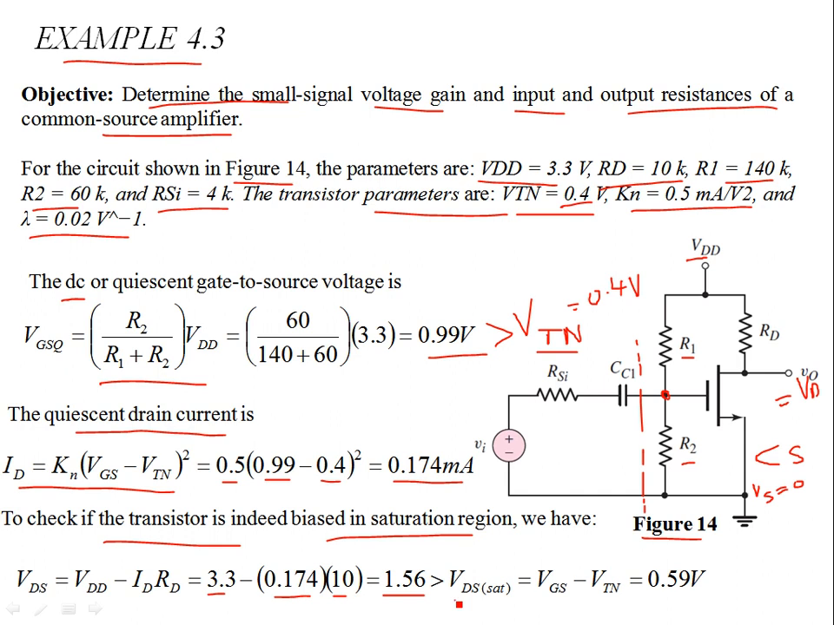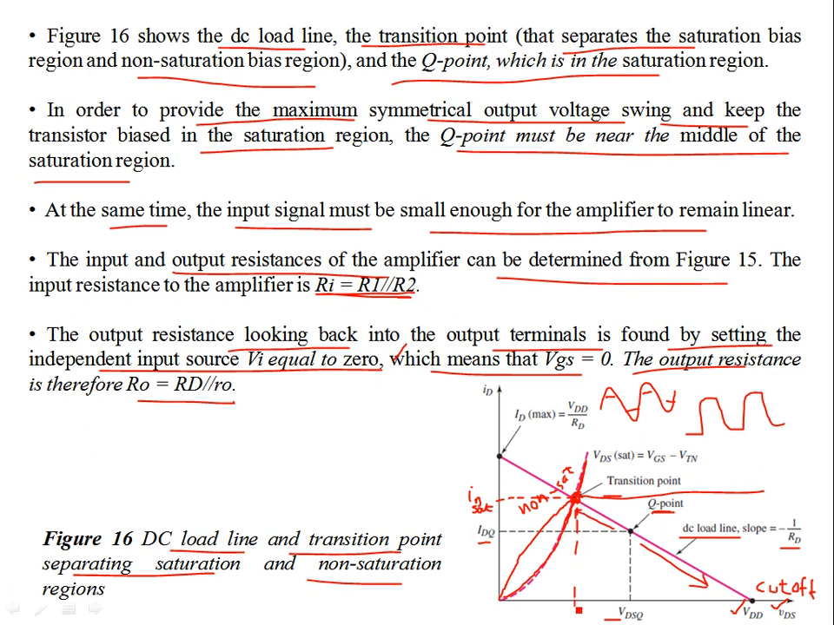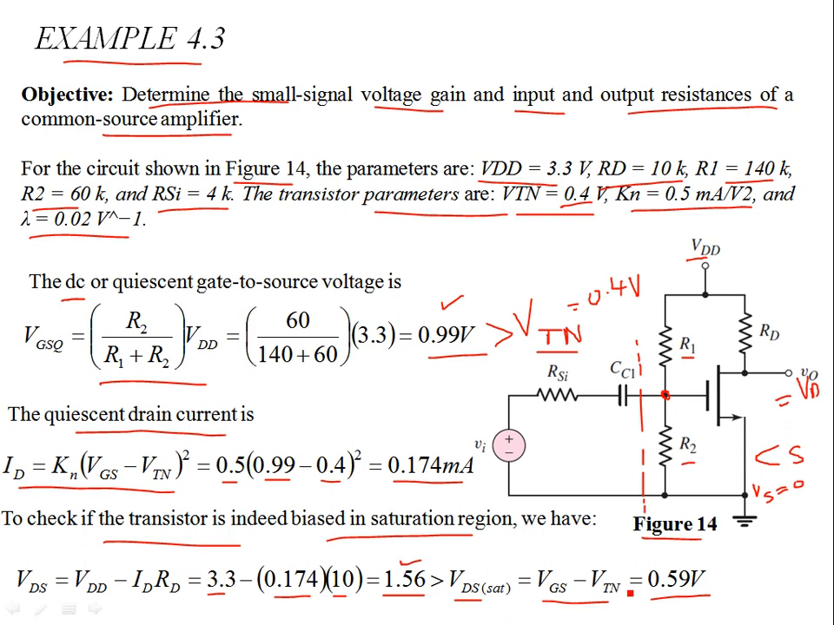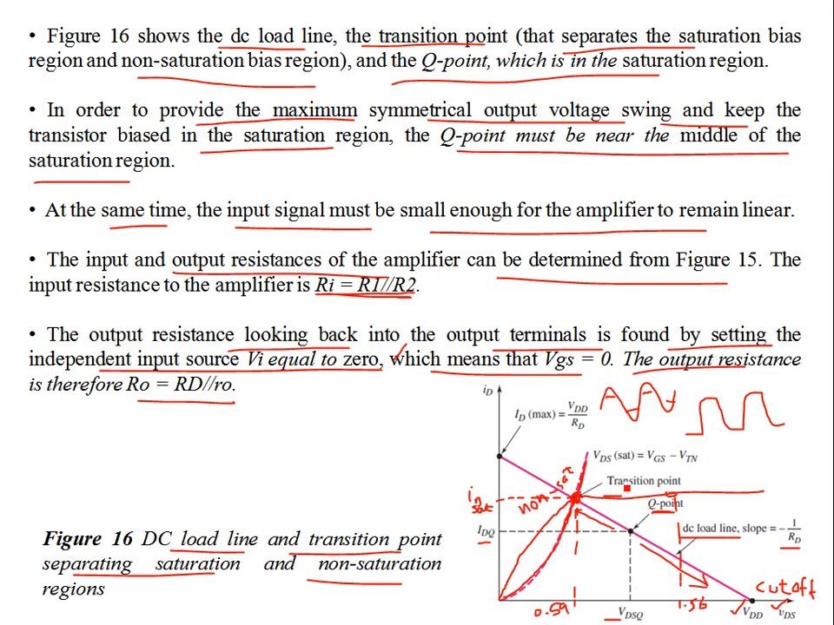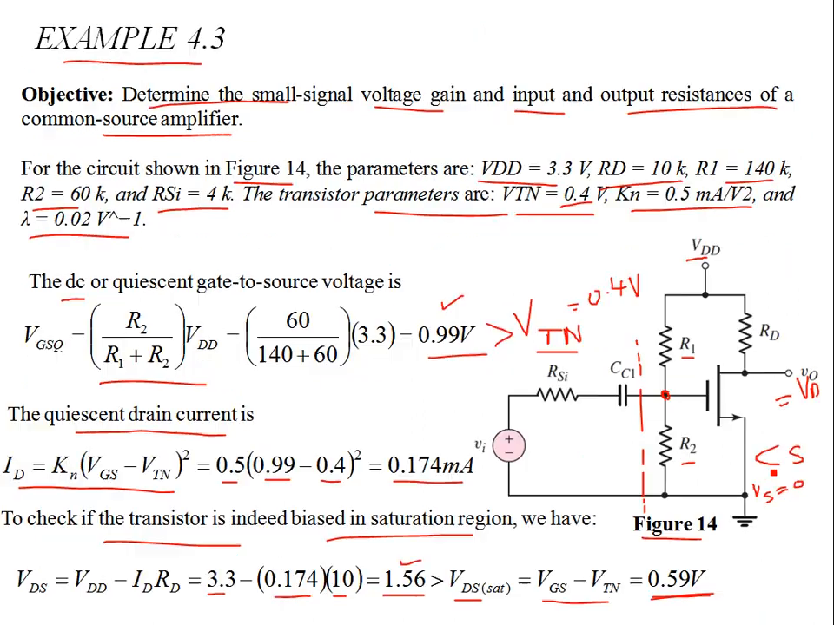Now, this is greater than VDS sat, which is given as the overdrive voltage, VGS minus VTN. VGS was determined as 0.99 volts before, and the difference with the threshold voltage is 0.59 volts. So you can see that VDS is greater than VDS sat. VDS sat is the overdrive voltage, which is 0.59 volts, but we are past this point. On the VDS axis, if this is your transition point at 0.59 volts, then we are somewhere over here at 1.56. Since 1.56 is greater than 0.59, we are on the right side of this transition point. So the transistor is indeed biased in the saturation region, and the assumption was correct.